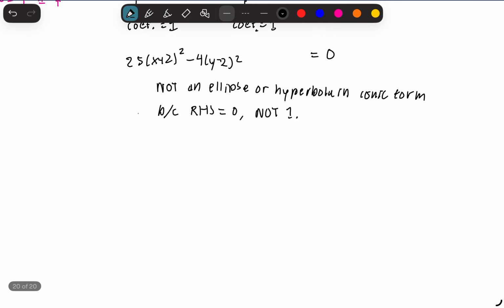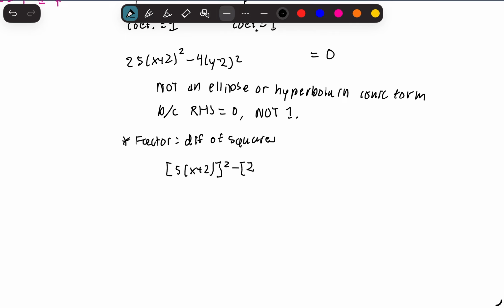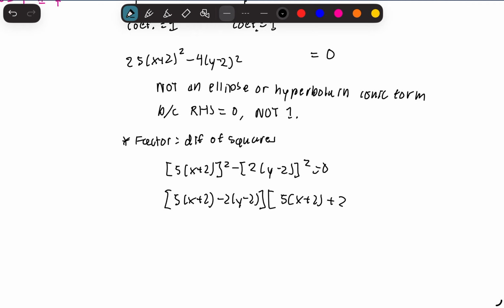Now what we're going to do is factor as a difference of squares. We're using difference of squares, so that's going to be (5x plus 2) squared minus (y minus 2) squared is equal to 0. So you're going to have (5x plus 2 minus (y minus 2)) times (5x plus 2 plus (y minus 2)) is equal to 0.